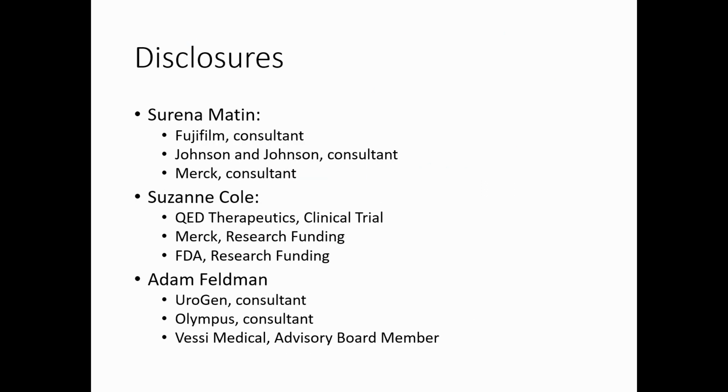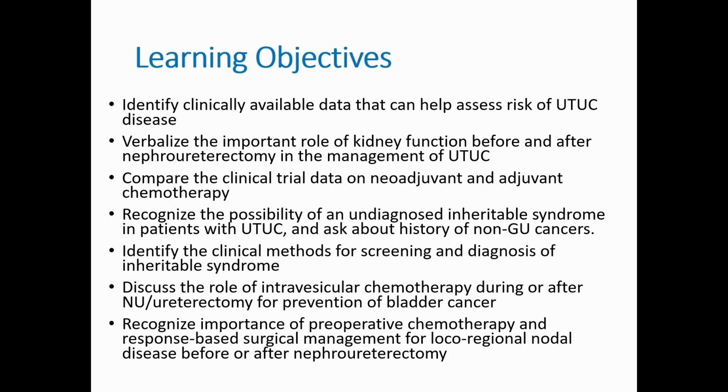These are our disclosures next, and they're available at the AUA site as well. The learning objectives for this course: we want to help identify clinically available data for risk stratification, talk about the importance of kidney function and recognizing it, the implications of it before surgery, and what our expectations are after surgery, looking at the clinical trial data on neoadjuvant and adjuvant chemotherapy, talk about inheritable syndromes in this disease, how do we identify them, and screen and diagnose, and even how to treat these. Talk about the role of intravesical chemotherapy. We'll touch on this a little bit through some of the courses.